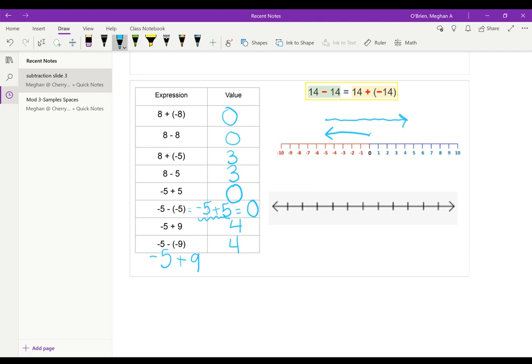Okay, so if I know how to add integers and rational numbers, then I also know how to subtract them, because I can just change the subtraction expressions to their equivalent addition expressions. I can just rewrite it using addition and then go from there because I already know how to do those. All right, so try the next couple and see how you do.